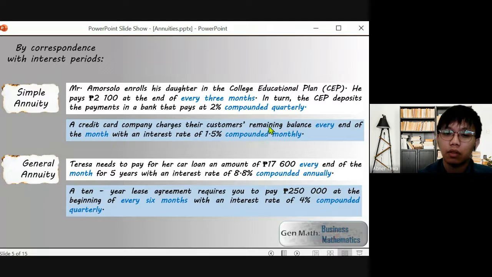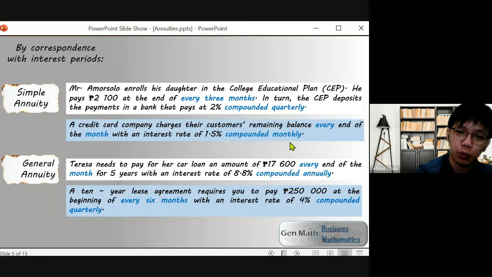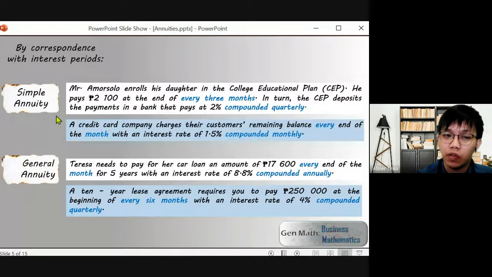Okay? And next, what is the interest period, Mr. Rogers? Compounded monthly, sir? Okay, yes, very good. Thank you. So the interest period is monthly, meaning how often the interest will also grow. So the payment interval here, every month, is the same as the interest period, which is monthly. Therefore, this problem falls under simple annuity.